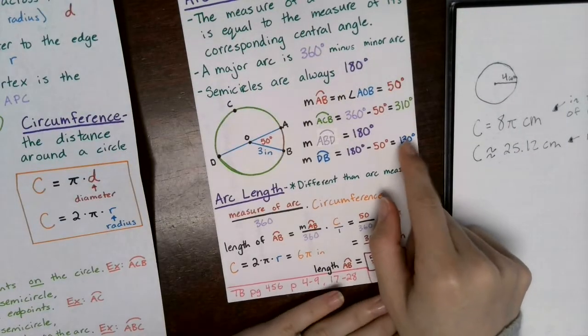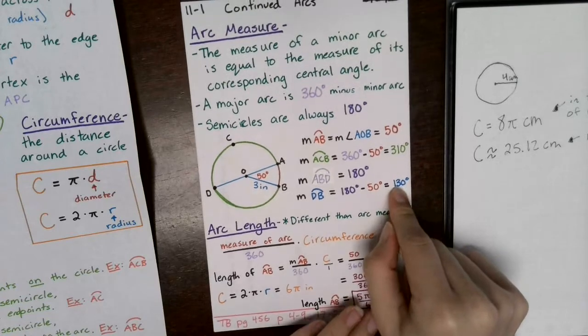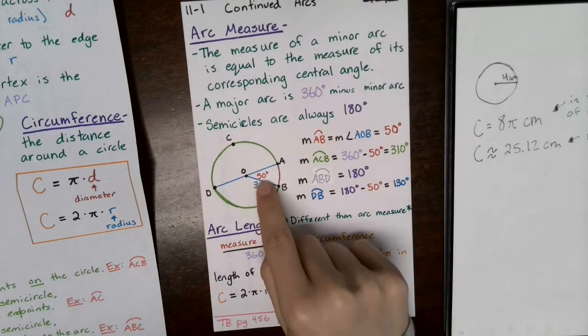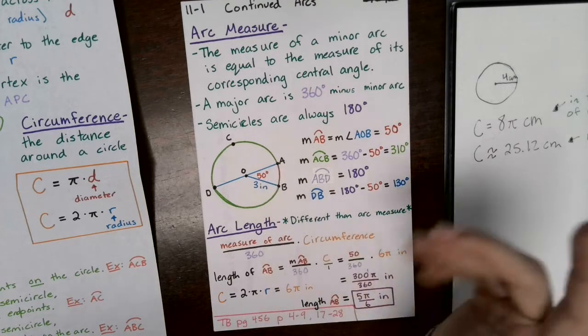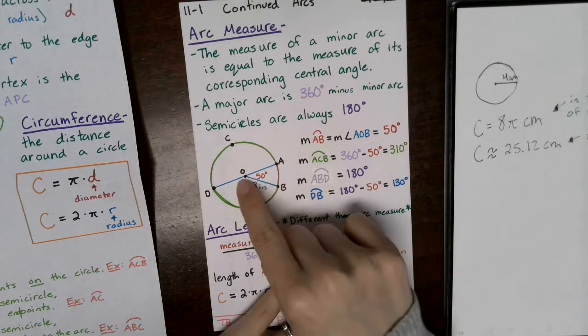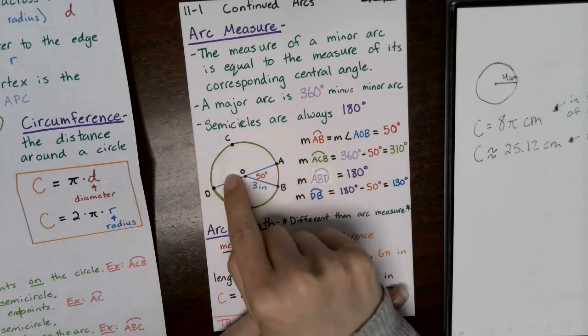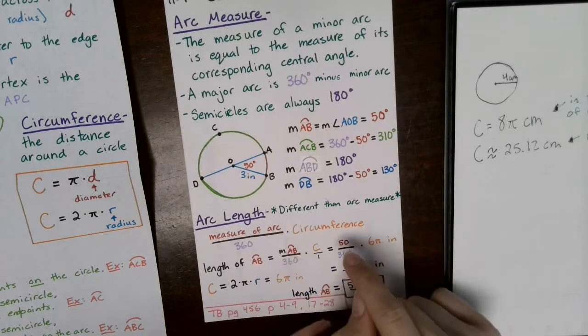Okay? So that's what arc measure is. It's pretty simple. It's just based off of the central angle. Okay? So just be on the lookout for it. Don't forget about vertical angles as well. So if I had another straight line right here, this one would also be 50.